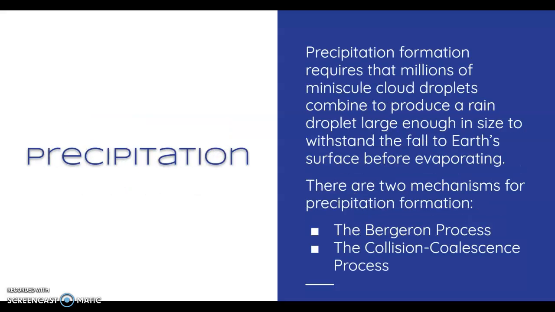Finally, I would like to talk briefly about precipitation. Precipitation formation requires that millions of minuscule cloud droplets combine to produce a rain droplet that is large enough in size to withstand the fall to Earth's surface before it evaporates. There are two mechanisms for the formation of precipitation: the Bergeron process and the collision coalescence process.